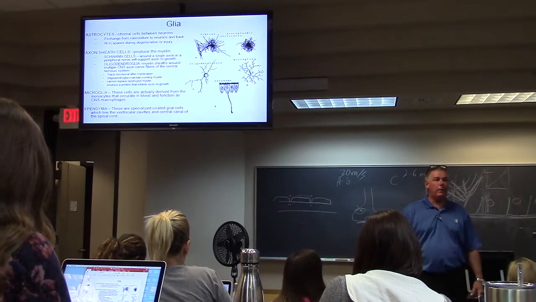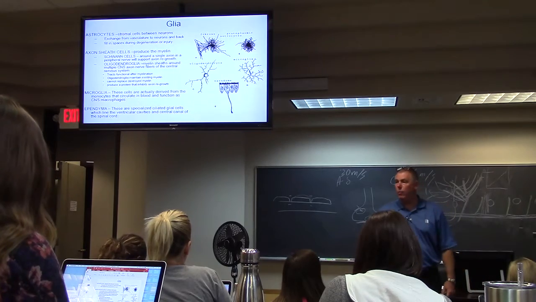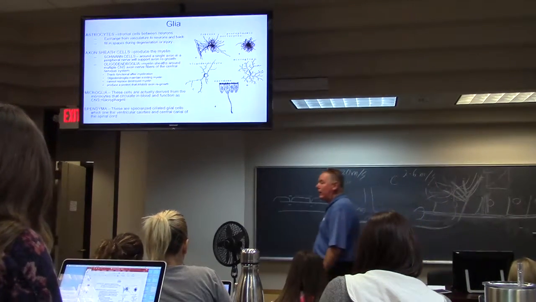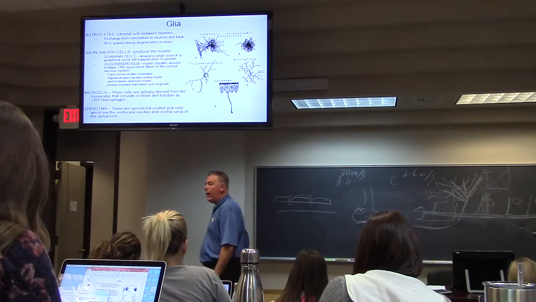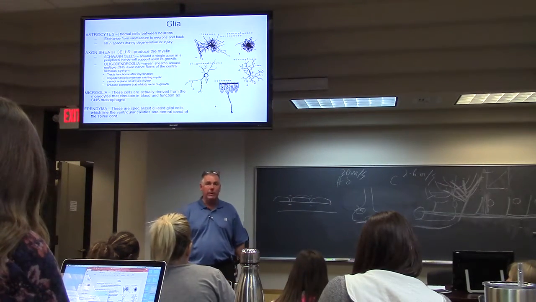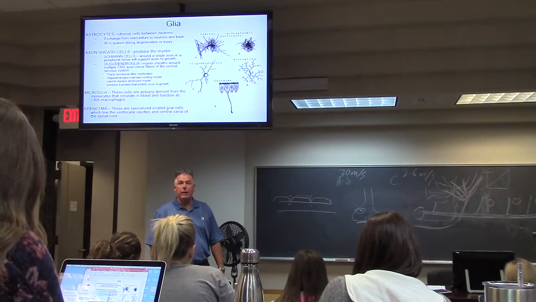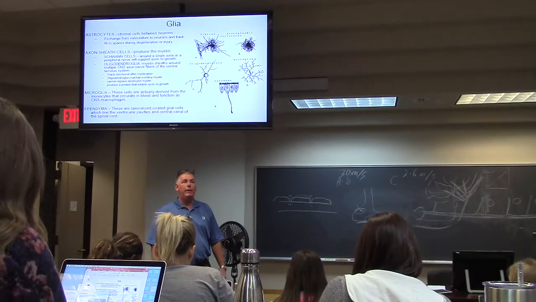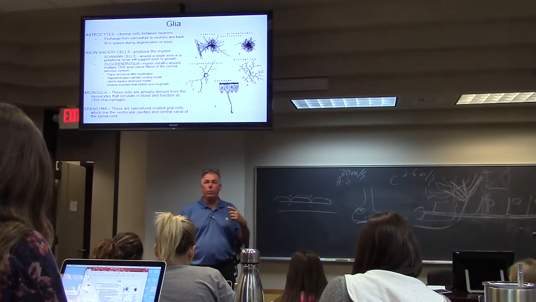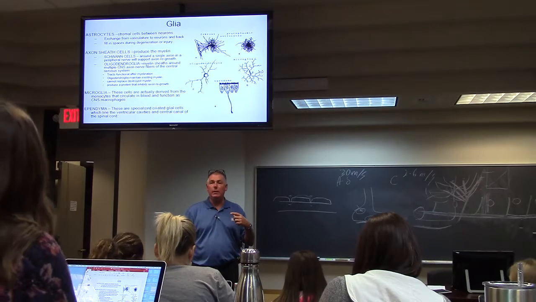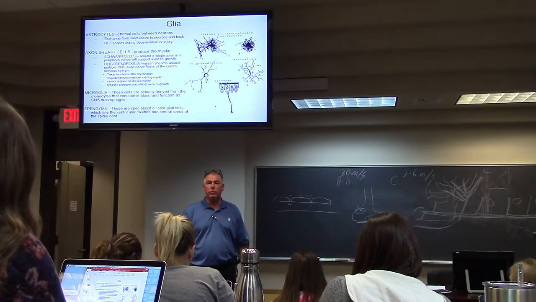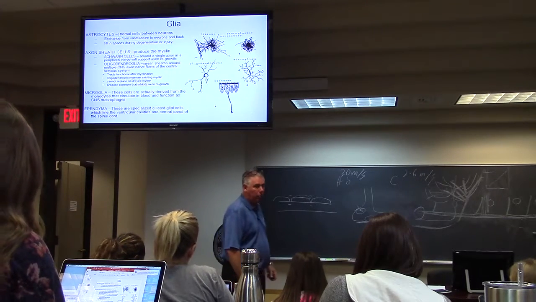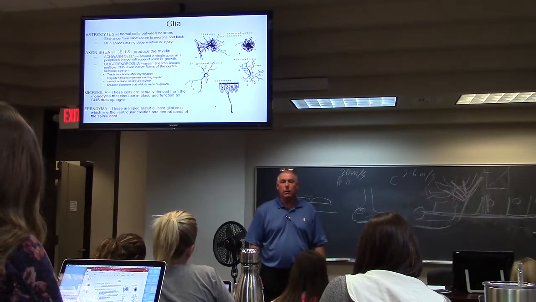Oligodendrocytes we talked about, the myelin-forming cells. Microglia are tiny little cells that have phagocytic properties. They eat debris that's within the CNS. By the way, these glia are not found in the peripheral nervous system. They are only found in the central nervous system: the brain, the brainstem, the cerebellum, and the spinal cord. That's the central nervous system.